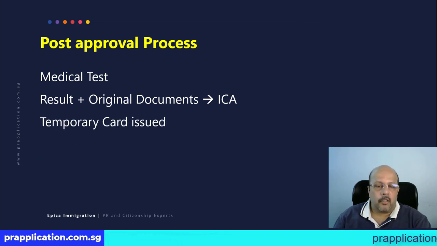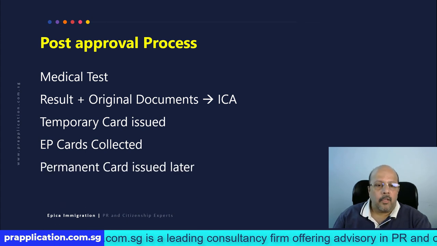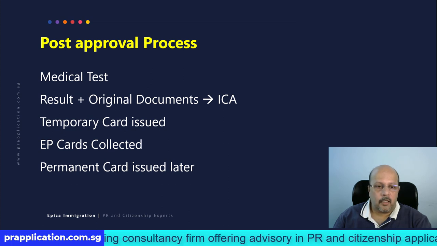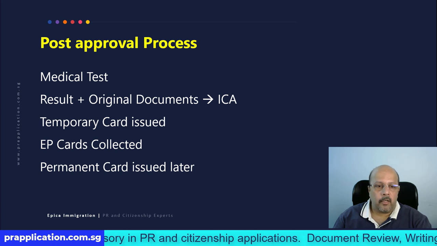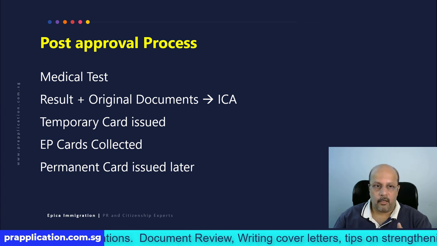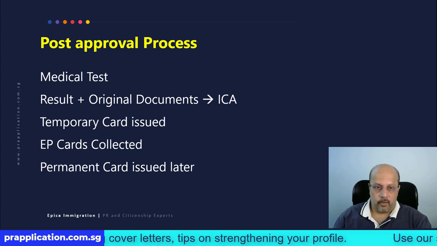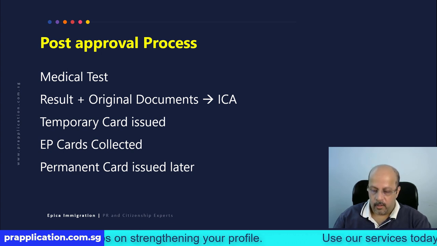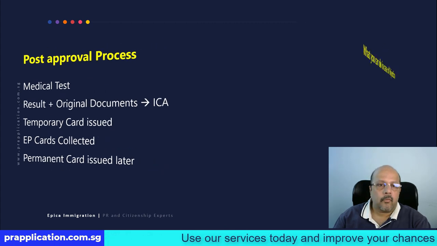After doing their procedure, a temporary card will be issued to you. A temporary paper confirmation will be issued to you and your employment pass cards will be collected and cancelled. The permanent card, the kind of plastic card, will get issued later. You also need to inform your employer that your permanent residency has been approved and issued and you are a permanent resident from a specific date. So, they can start calculating your CPF and depositing your CPF in your CPF account. Your employer will anyway get a notification from ICA and MOM about this.